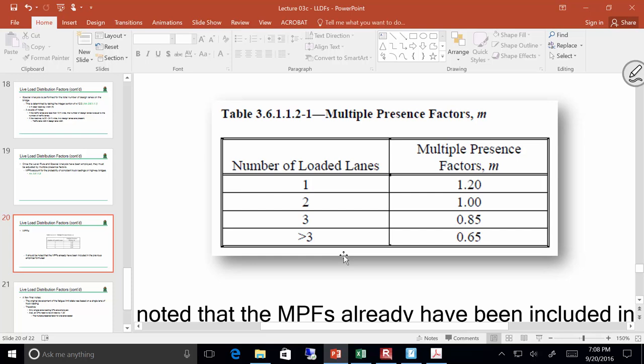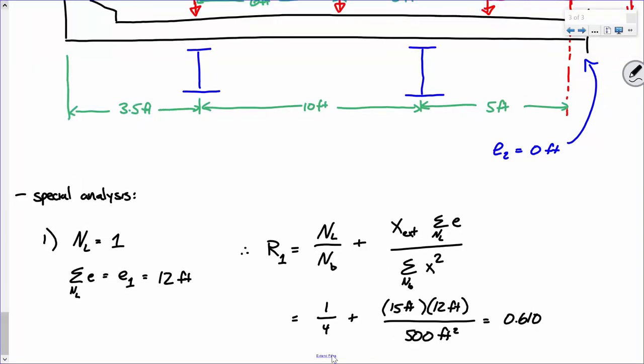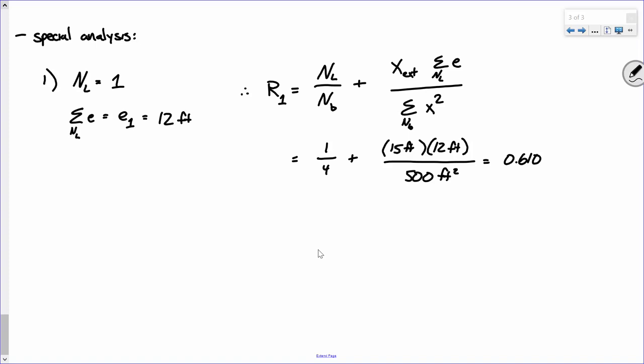Okay. So let me go back here and extend this down a little bit. So here's my reaction from special analysis, the distribution factor, which maybe I should clarify. I'll write this afterwards. Let's just go ahead and calculate the distribution factor. It's 1.2 times 0.61, and that is what?